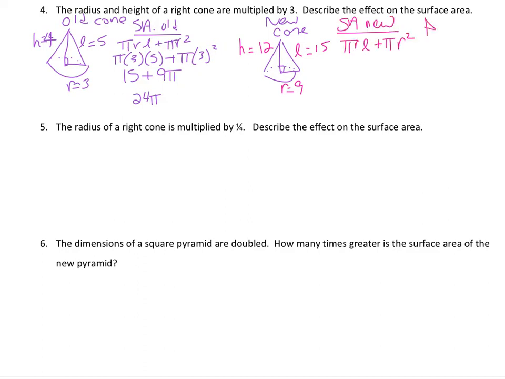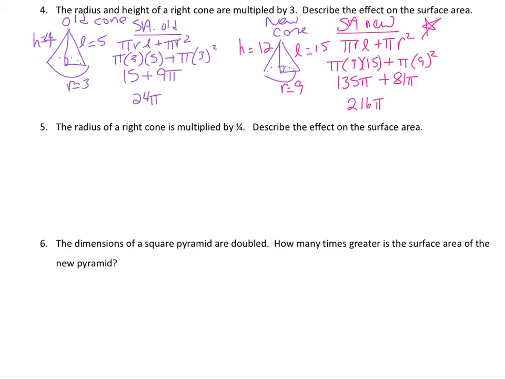And on this one, I want you now to find the surface area of your new cone. The radius was 9, the slant height is 15, and then our radius is 9 again. So 9 times 15 gives you 135 pi plus your 81 pi. So you should have gotten 216 pi.